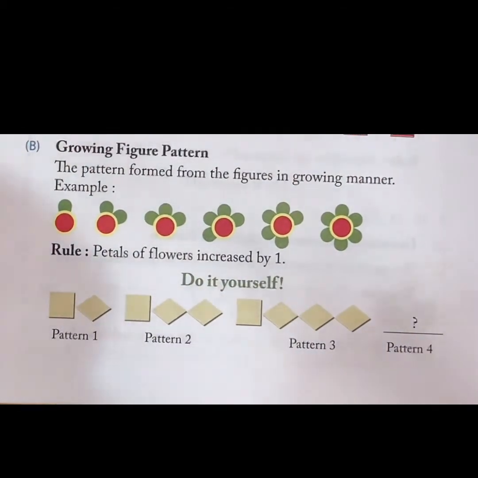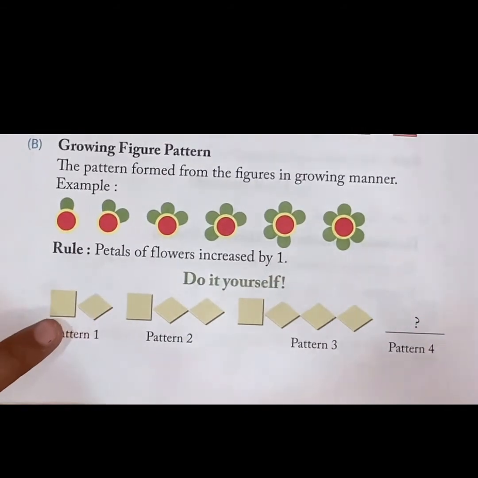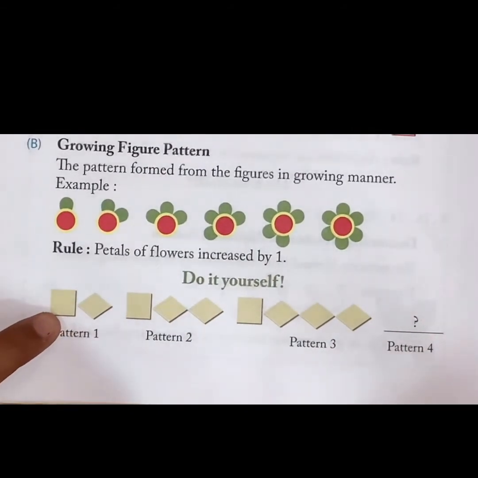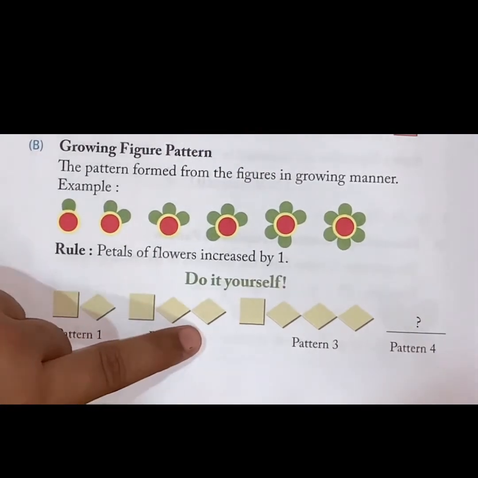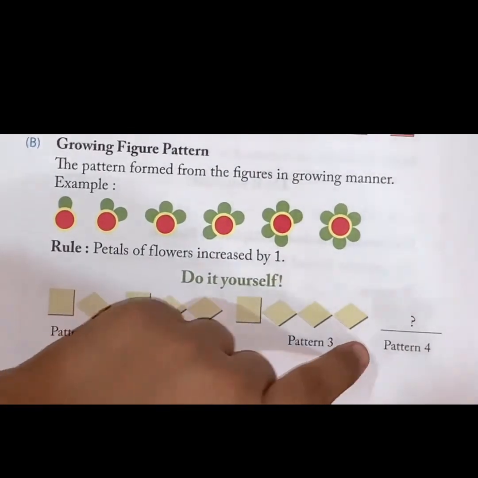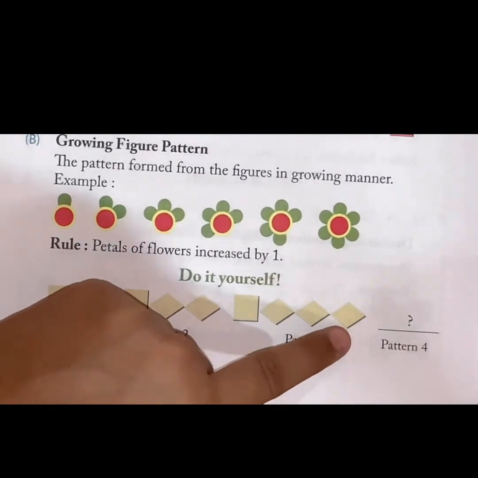Let's take one more example. Pattern 1, pattern 2, pattern 3. Now look here. First of all they have a square, then they have a kite shape. Now first a square and 2 kite shapes, then a square and 3 kite shapes. Now what will happen? What will come here? 1 square and 4 kite shapes.